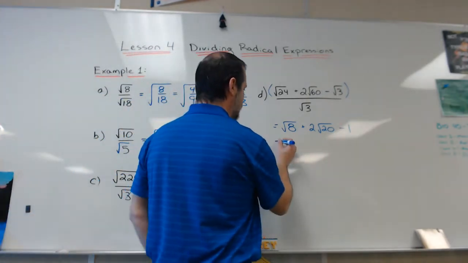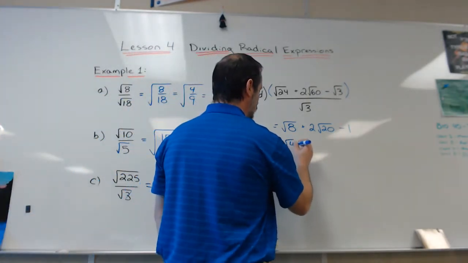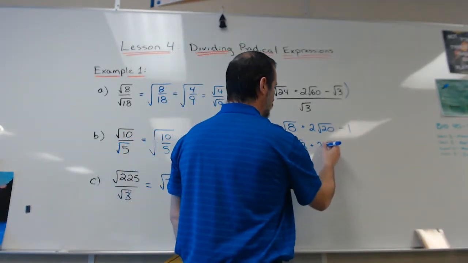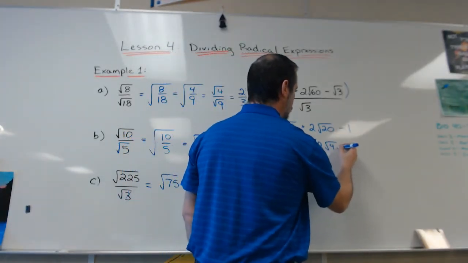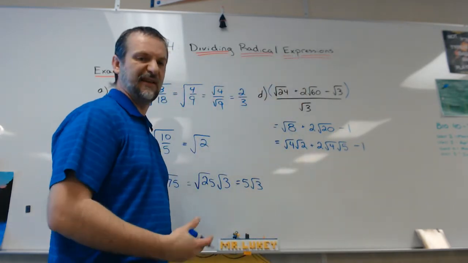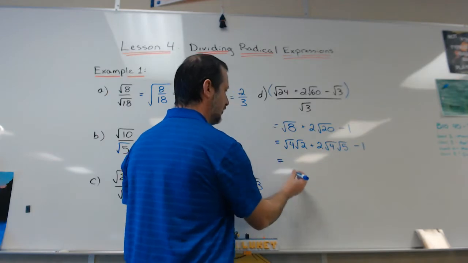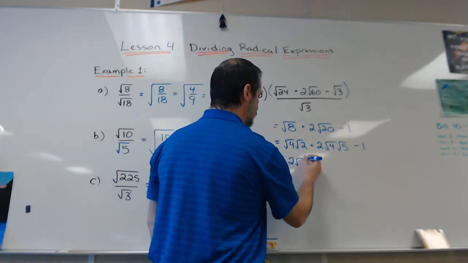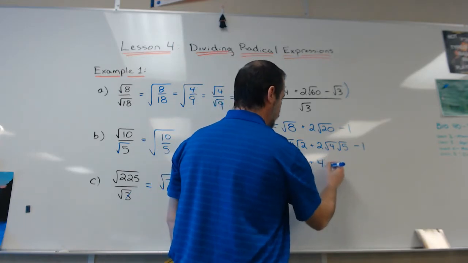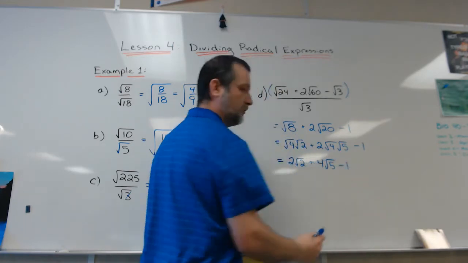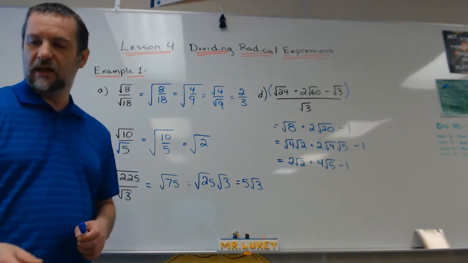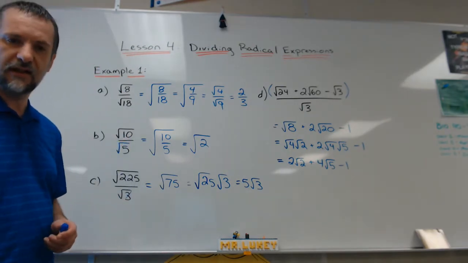Square root of 8 can simplify to root 4 times root 2. Root 20 can go to root 4 times root 5. And then we can simplify this one less step, which we had already learned in a previous lesson. So this becomes 2 times the square root of 2 plus 2 times the square root of 4, which is 2, which is 4 root 5. Minus 1, and there we go. We've simplified these ones as far as we can go. Let's take a look at the next example.